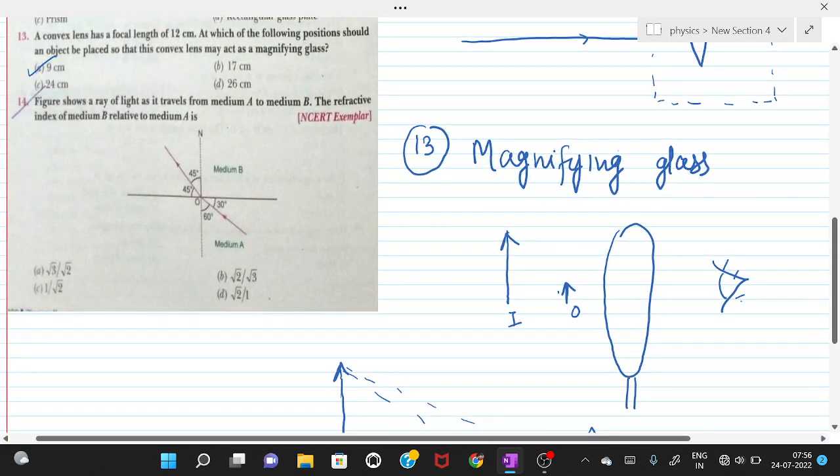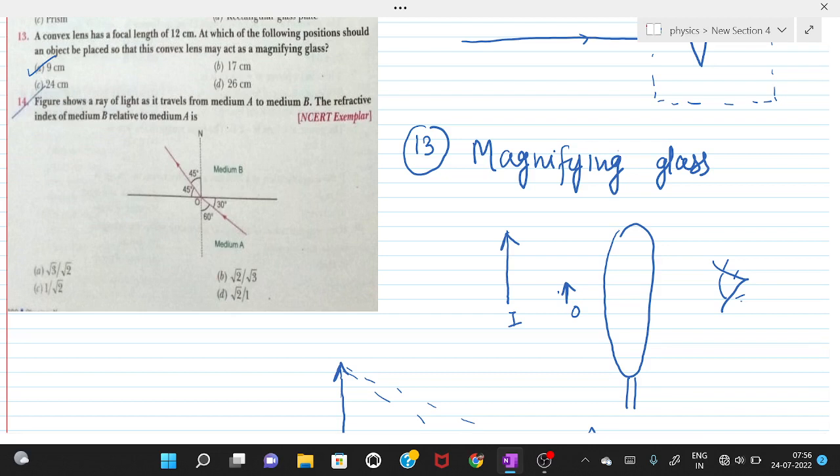Now go with question number 14. Let's talk about question number 14. This is also a very good question. A figure shows a ray of light as it travels from medium A to medium B. The refractive index of medium B relative to medium A is.